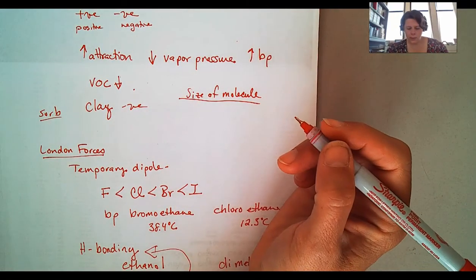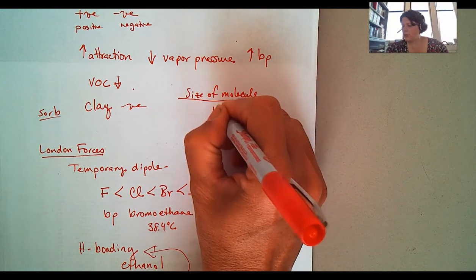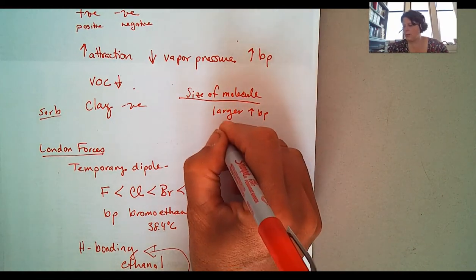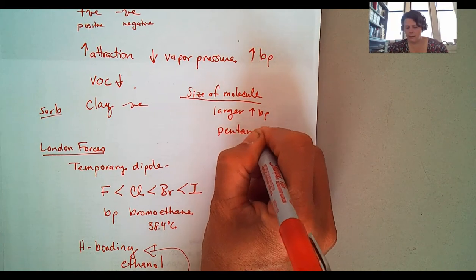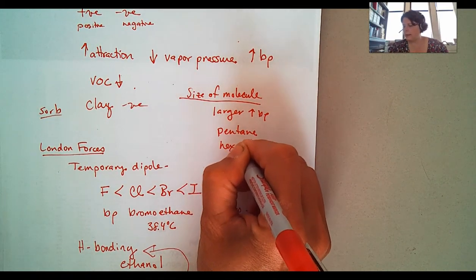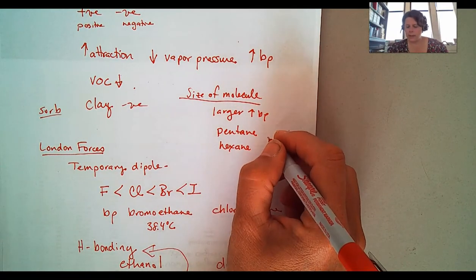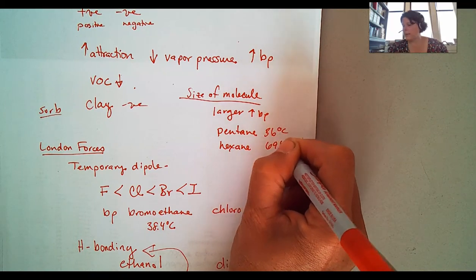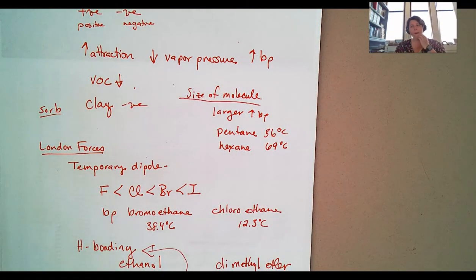So the size of the molecule is another factor: the larger it is, the higher the boiling point. Like if we look at pentane versus hexane, 5 versus 6 carbons, pentane boils at 36 degrees C versus hexane at 69 degrees C. So that's another thing. And also surface area increases it.